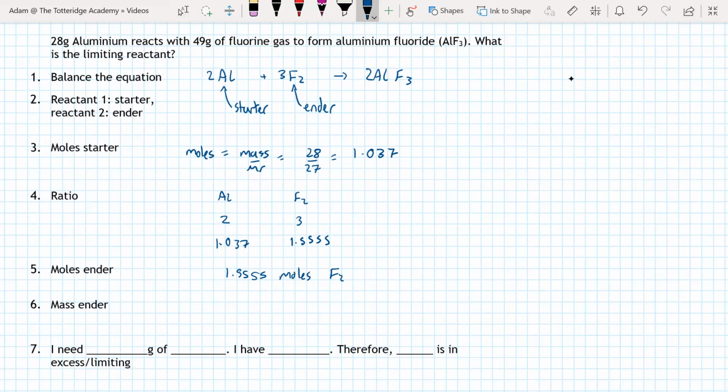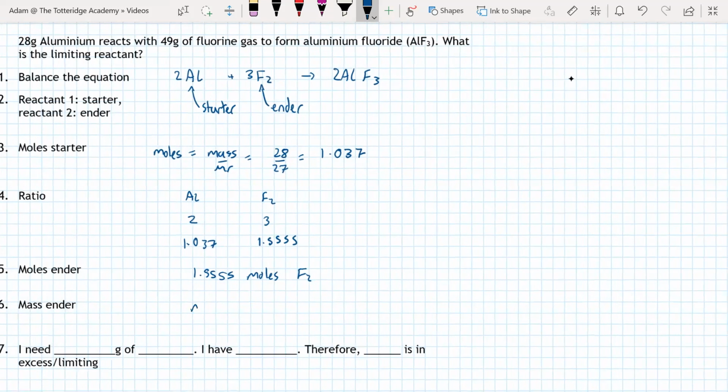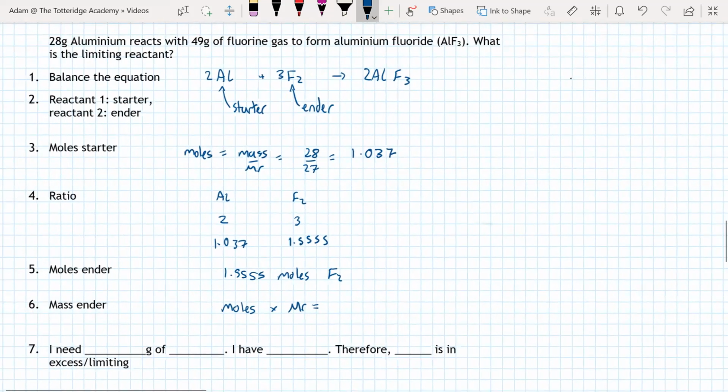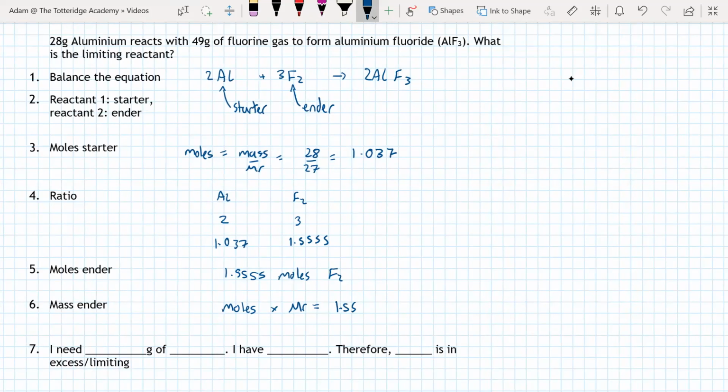I'd like you now to work out the mass of fluorine, please. Pause the video, work out the mass of fluorine. Okay, so the mass of fluorine should be moles times Mr, which equals 1.5555 times the Mr of fluorine. So fluorine is 19, so 2 of them are 38. That gives 59.109 grams. Now what I'd like you to do is have a go at filling this out yourself, please.